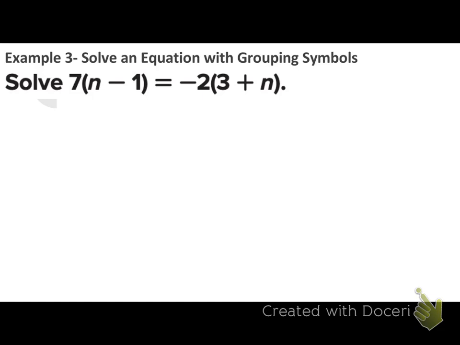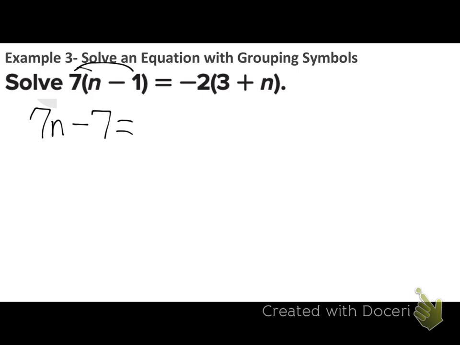How am I going to get rid of my grouping symbols here? Distributive property. Use the distributive property as needed. I can't simplify anything inside my grouping symbols, but I've got something being multiplied by a parentheses. I can distribute that number through the parentheses. So on the left side of the equation, what's 7 times n? 7n. 7 times negative 1 gives me what? Negative 7. Are there any questions or confusion about how I've simplified my left-hand side so far?